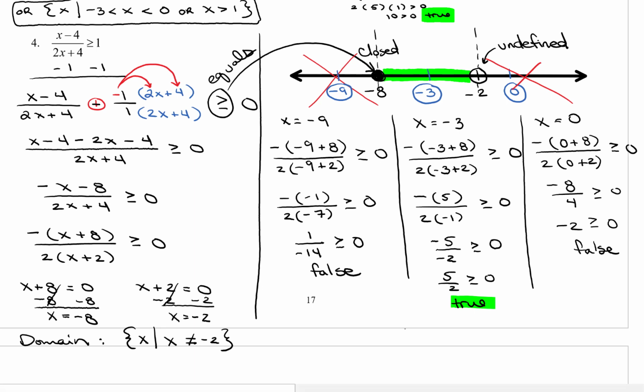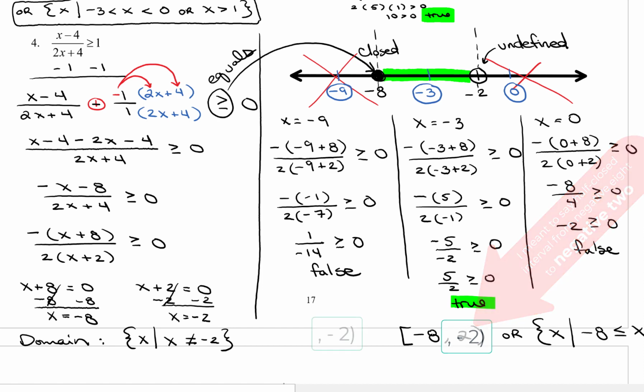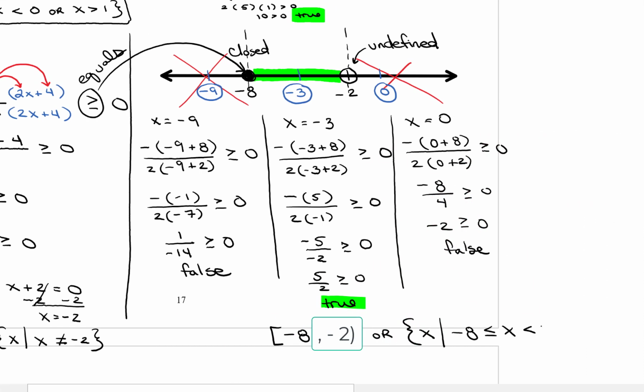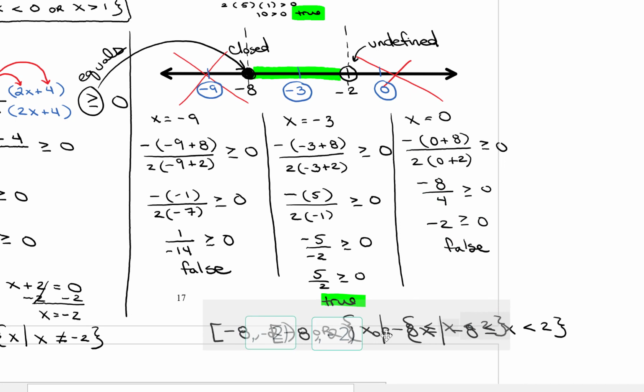Our only answer here is going to be that green highlighted part and that -8 that's included there. So the half closed interval from -8 to -2, or the set of all x such that -8 is less than or equal to x, and x is less than -2. I should have written -2 on both of those. I don't know what I was thinking.